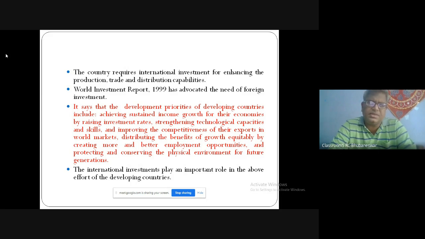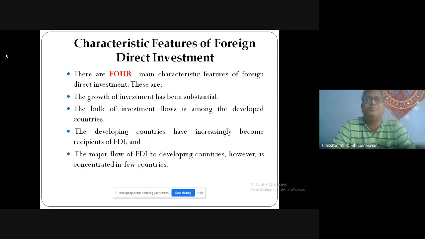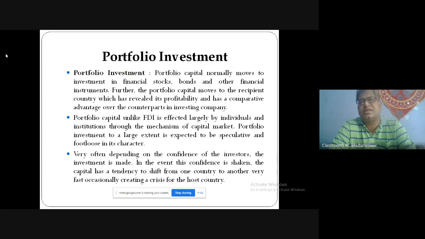foreign investment. And foreign investment is majorly of two types. One is FDI, foreign direct investment. Another one is PI, portfolio investment, or you may call it, as the name has changed, foreign institutional investors, FIIs. And there are four features of FDI. The features are growth of investment, flow of capital from developed countries to developing countries, increasing the recipients of FDI, major flow, and these are some issues which are undertaken in FDI.